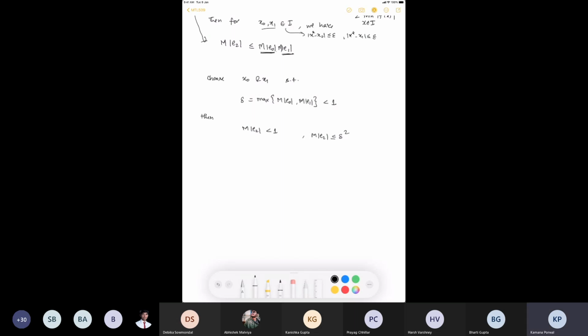So you can realize that this is less than or equal to delta, right? Because delta is strictly less than 1, delta square is going to be less than or equal to delta, which will imply that mod of E2 is less than or equal to delta by M. And what is delta by M going to be less than or equal to?